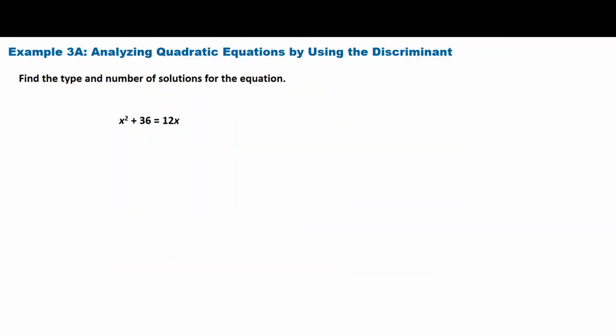Here's an example. Find the type and number of solutions for this equation. All right, so first of all, notice that this equation is not written in the standard form. So the very first thing we want to do is rewrite it into standard form and set it equal to 0.